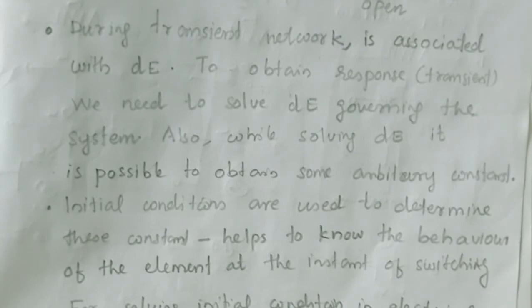Also, while solving the differential equation, we obtain some arbitrary constants. Based on initial conditions, we can determine these arbitrary constants. Knowing the initial conditions helps us know the behavior of the elements at the instant of switching. At the instant of switching, what is the capacitor voltage? What is the initial value of current through the inductor? That information we can obtain from these initial conditions.